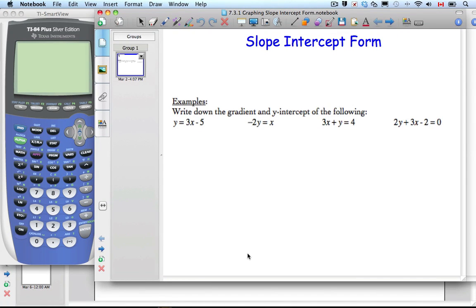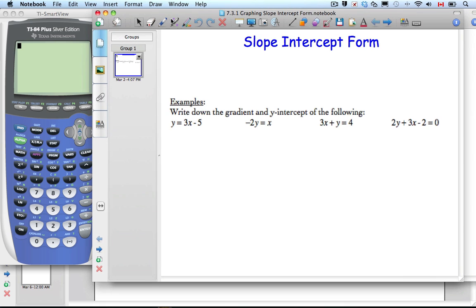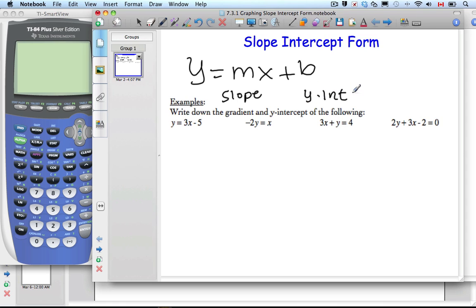We're here to do some more examples on slope-intercept form. And we all know that slope-intercept form is y equals mx plus b. And for my students, I'm going to say that I love this form. It's beautiful. This is the slope, and this is your y-intercept. So easy to graph from this, isn't it?